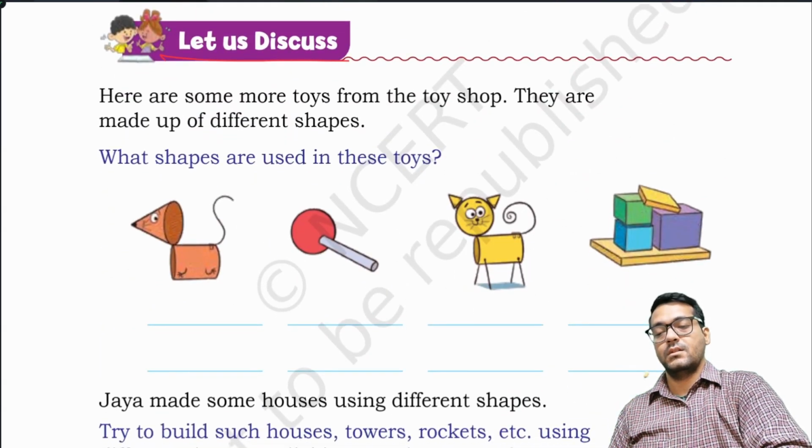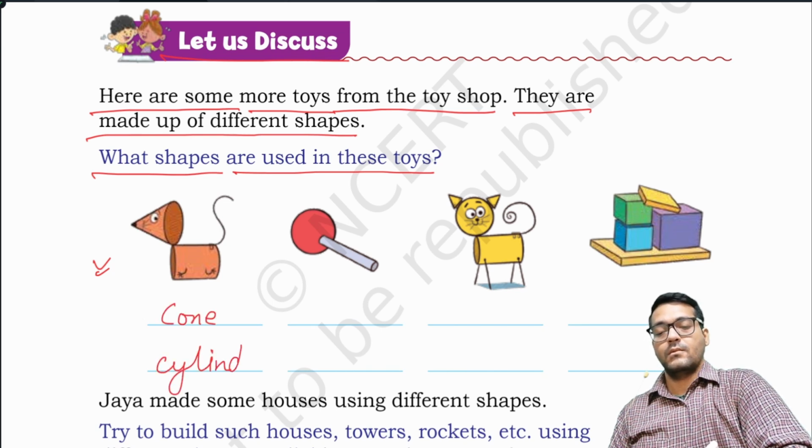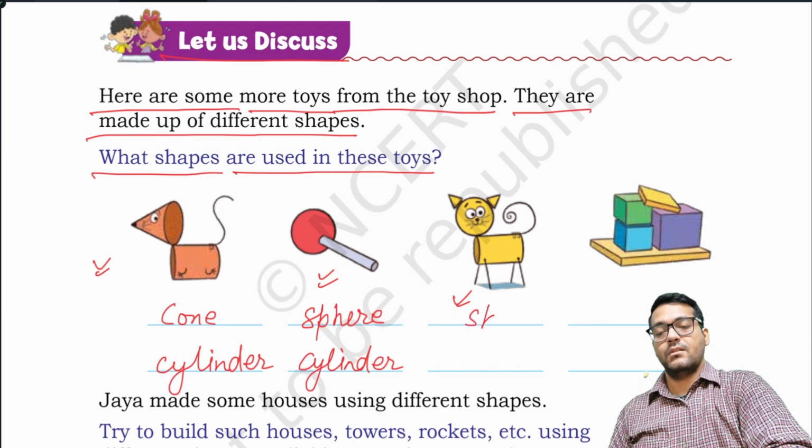Let us discuss. Here are some more toys from the toy shop. They are made up of different shapes. What shapes are used in these toys? This is a mouse made of cone and cylinder. This is a lollipop made from a sphere and cylinder. This is a cat. Its head is spherical, a sphere, and its body is cylindrical. And these things are cube and cuboid.